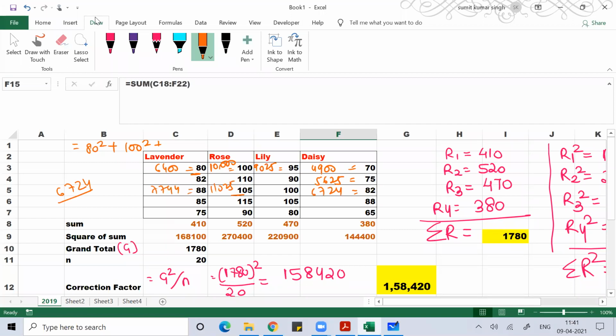So all these values we will find the square of, and then we'll do the sum of that. That is basically the raw sum of square. Is this clear? 75 square is 5625, 90 square is 8100, 80 square is 6400, 65 square is 4225. All these values, we'll do the square of them and then we'll add them.